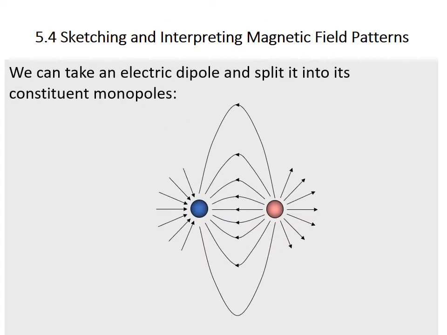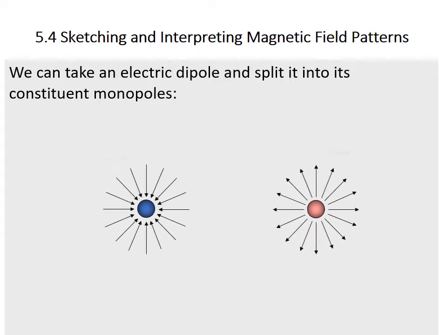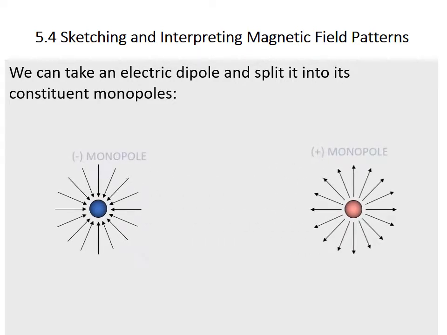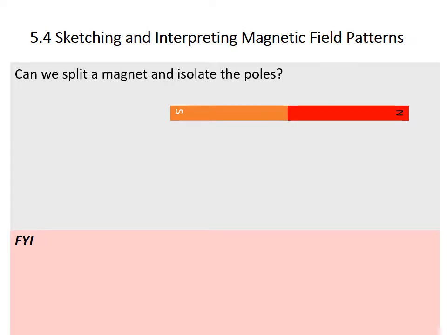So for an electric dipole, it's possible to split the dipole into its constituent monopoles. You can separate the two charges, and independently, a negative electric monopole and a positive electric monopole can exist. So we can easily split electric dipoles into their monopole constituents, but can we do the same thing with magnets? Is it possible to cut this magnet in half and have just a south pole across the entire length of the object and a north pole across the entire length of the object?